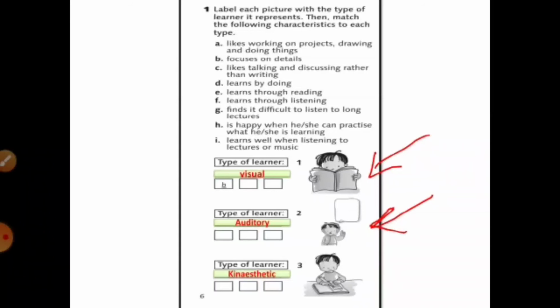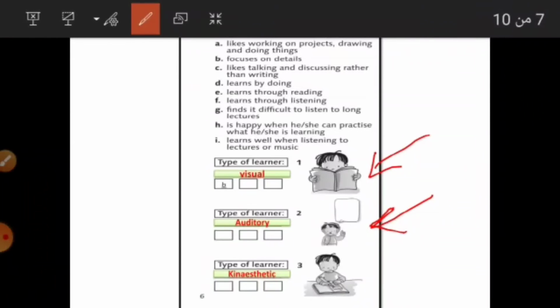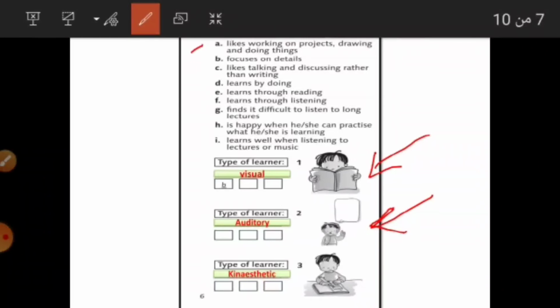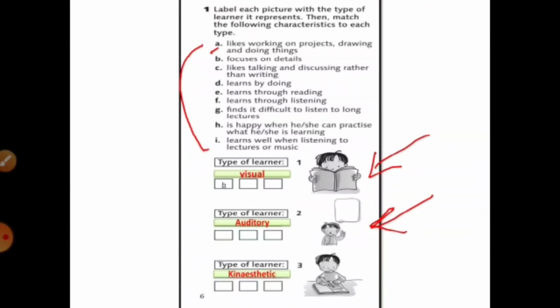Let's continue. Let's go back to the question. Match the following characteristics. Characteristics means what? خصائص. Match the following characteristics by or to each type. طبعا we have characteristics عندنا خصائص from A to I. You should read them. So for example, read A. Then match it بنوصلها with what? The correct type of what? Of learner. Let's start. A.